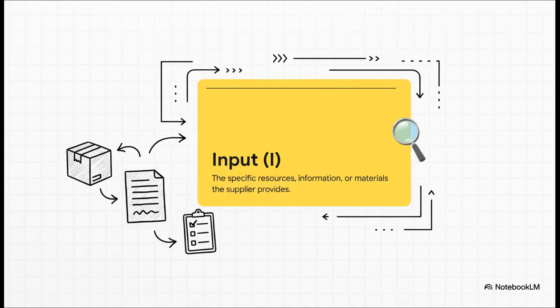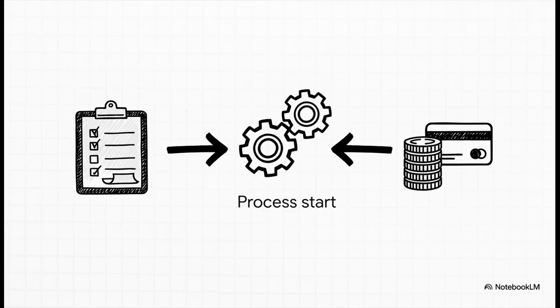Next is I for input. These are the specific things that the supplier provides. It's not enough to just say an order. We need to get a little more specific. What exactly do we need to move forward? For our online store, there are really 2 key inputs. First, you've got the specific order details, like what product, what size, and where are we shipping it. And second, the payment. Without both of those things, the process just stops dead in its tracks.